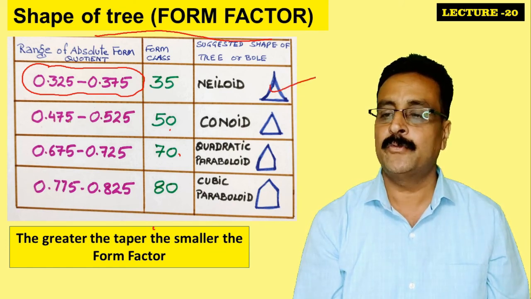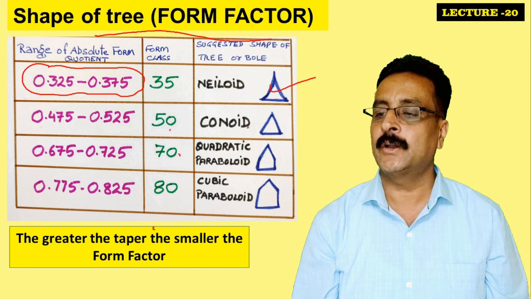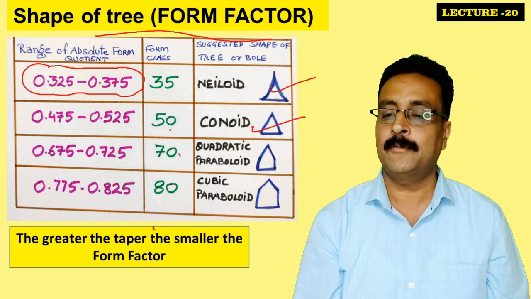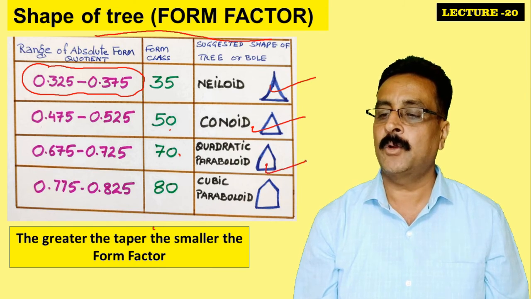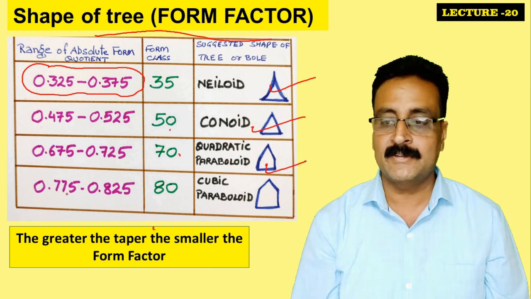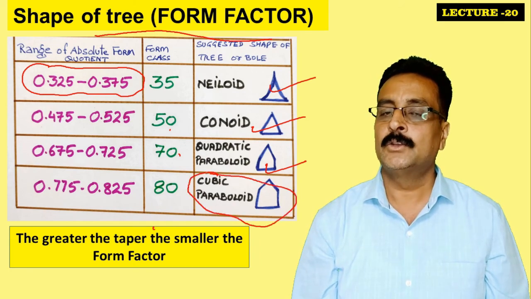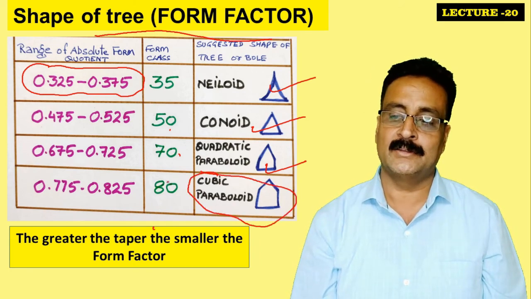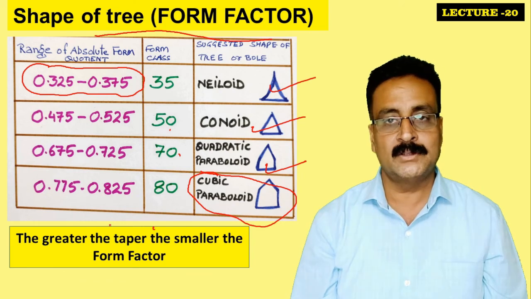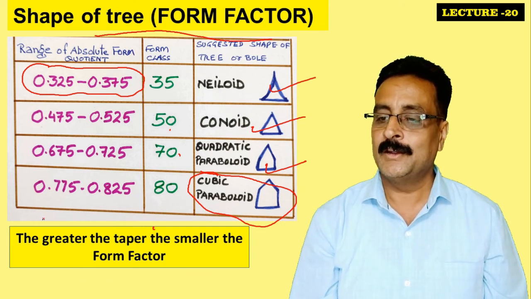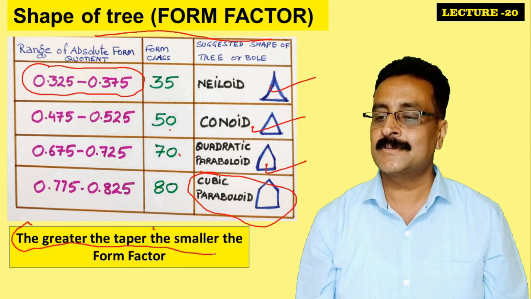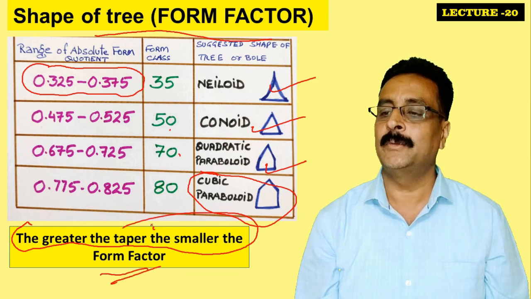And when we go to 0.47 to 0.52, we get a conoid shape. Then when we have a 0.67 to 0.72 range, we get a quadratic paraboloid. And when we go up to 0.775 to 0.825, we get a cubic paraboloid. When we reach 1, it is a cylinder. So the greater the taperness, the smaller the form factor will be.